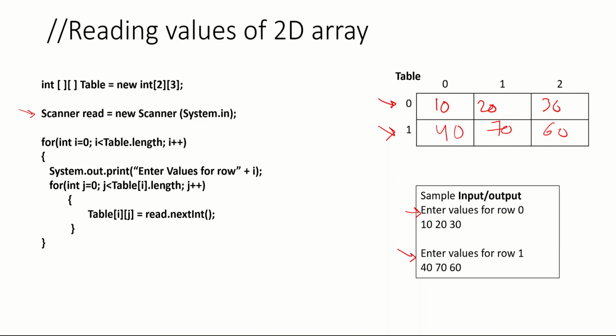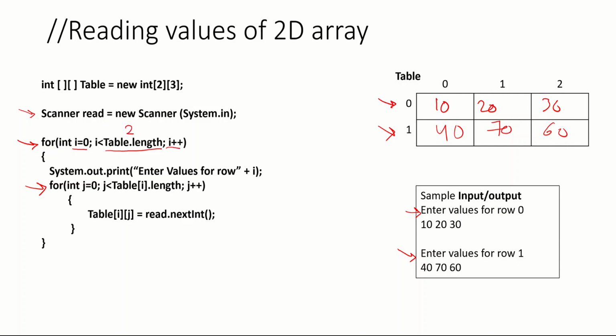Now, because we need to read values of a two-dimensional array, which means we have rows and columns, just like what we did in the previous slide, we need a for loop for i, for rows, and another for loop for columns. This is the first for loop, and this is the second loop for the columns. It says: for integer i equals 0, i less than table.length, which means i less than the number of rows, which is 2, i plus plus.